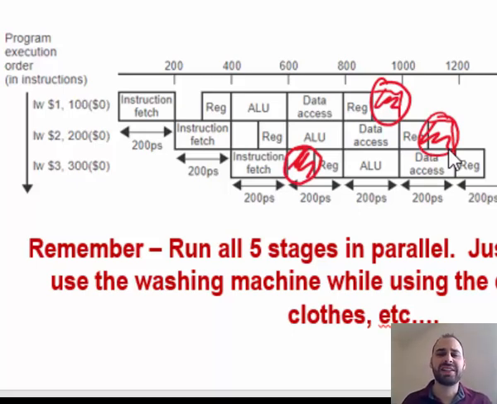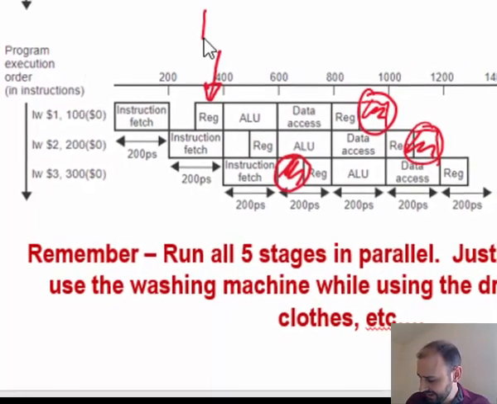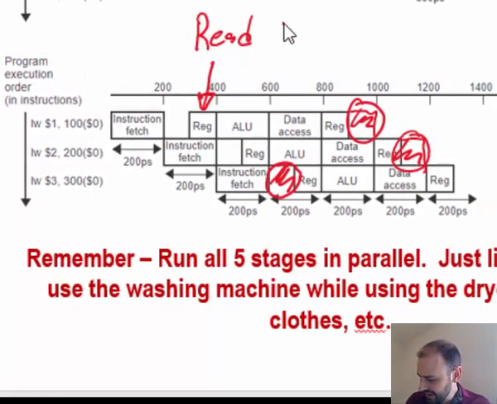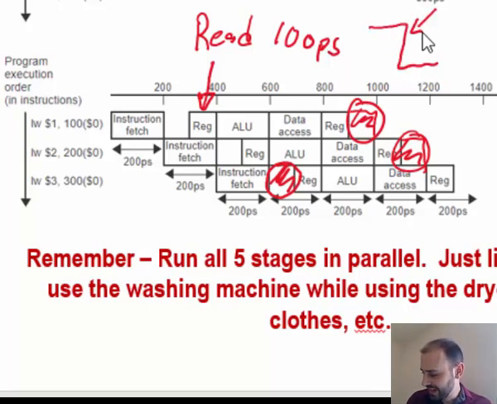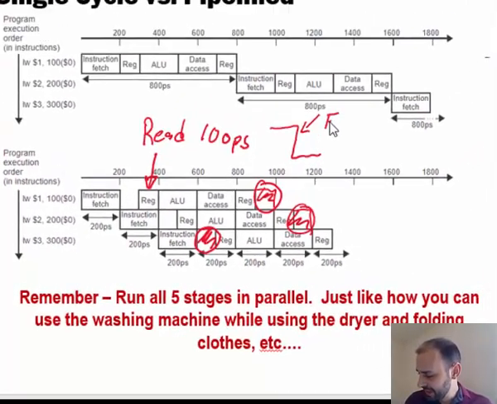However, this is how it is designed to work. We read from the registers in the second half of the clock cycle. So notice that the read is occurring in that 100 picosecond window in the second half of the clock cycle. That's basically happening on the falling edge. The falling edge of the clock is going to trigger the read.